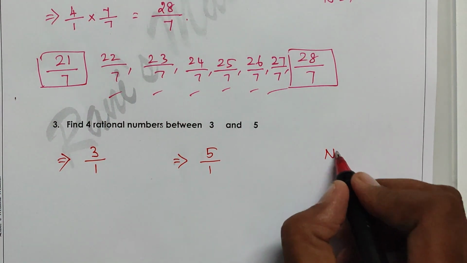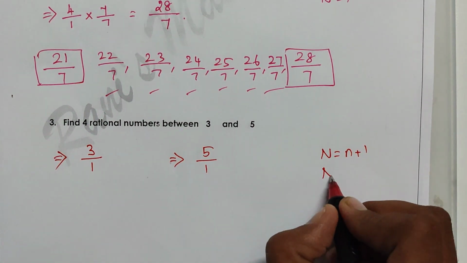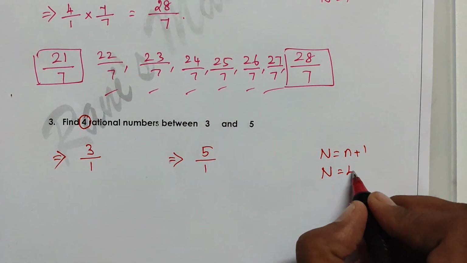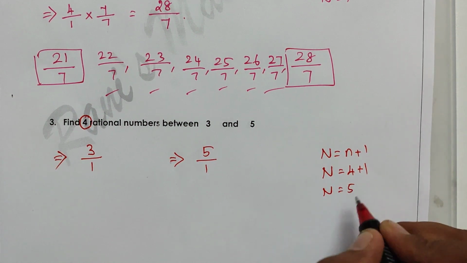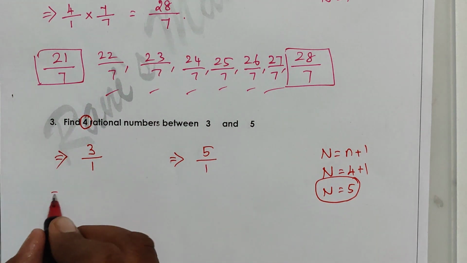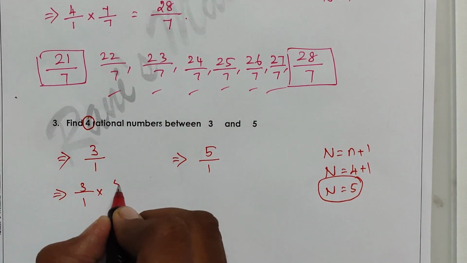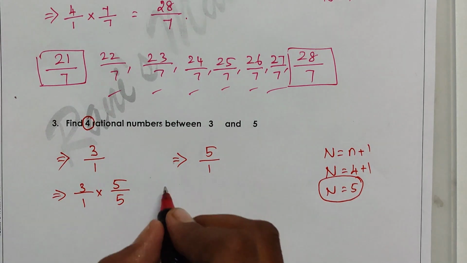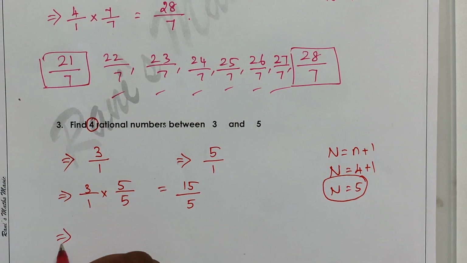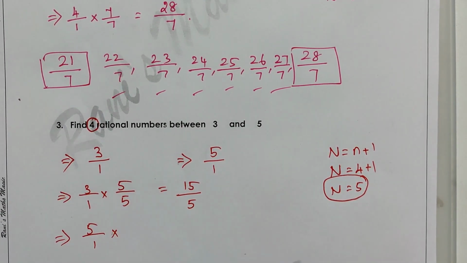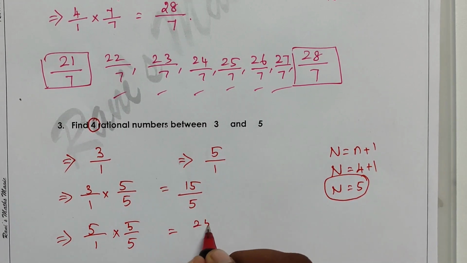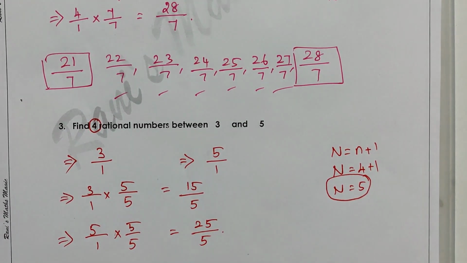Now the main formula is n is equal to n plus 1. What is the number of rational numbers we have to insert? That is 4. So 4 plus 1. Therefore n is equal to 5. Now we are going to multiply and divide by 5 with these two numbers. So 3 by 1, I am going to multiply by 5 and divide by 5. So 5 into 3, 15, divided by 1 into 5, 5. And the next number 5 by 1, we are going to multiply by 5 and divide by 5. So 5 into 5, 25, divided by 1 into 5, 5.